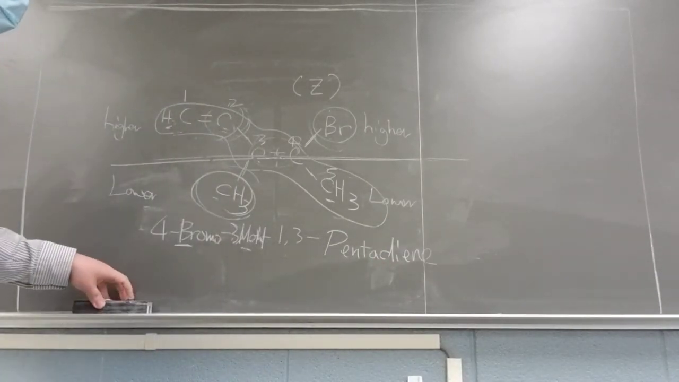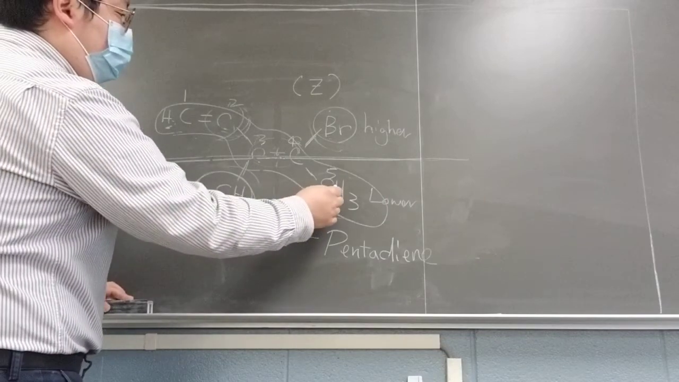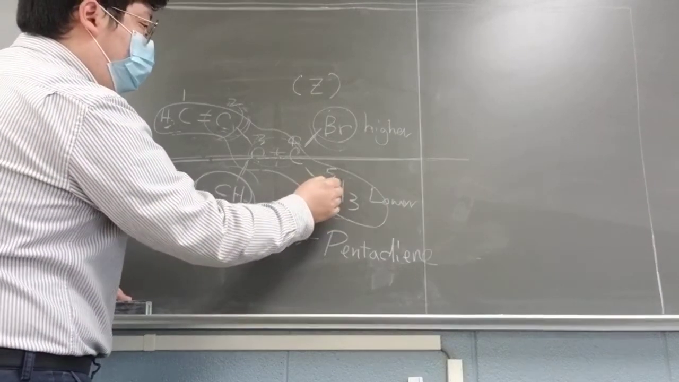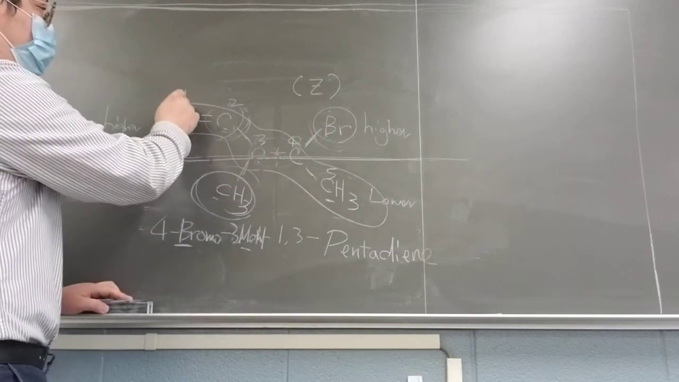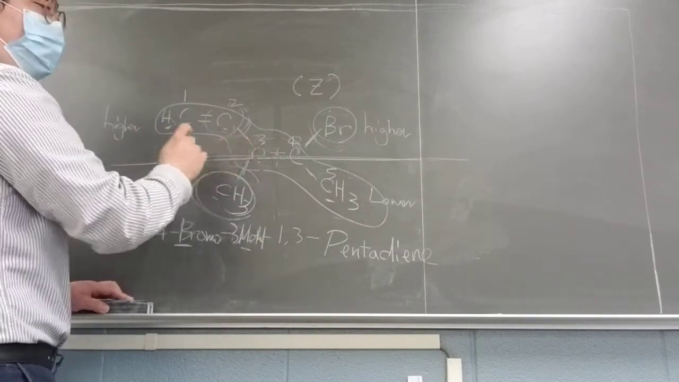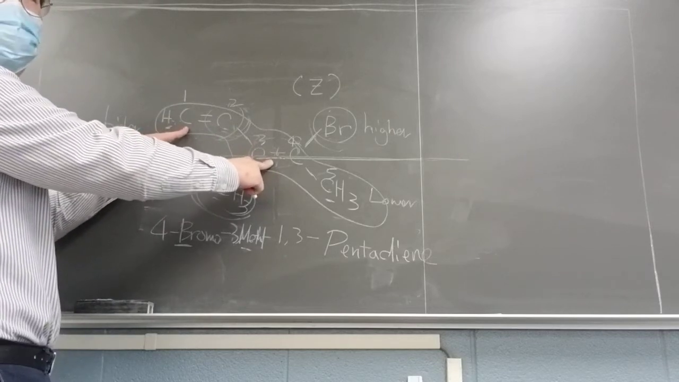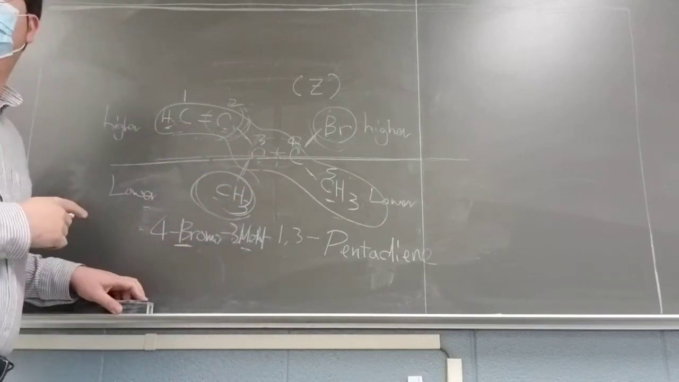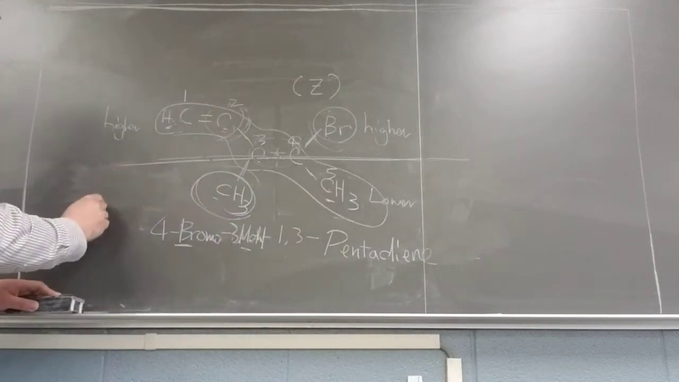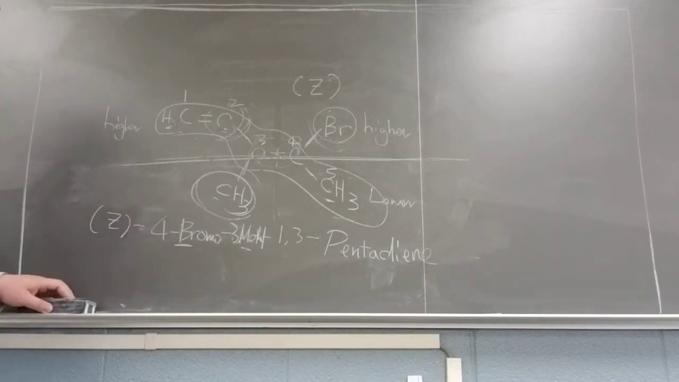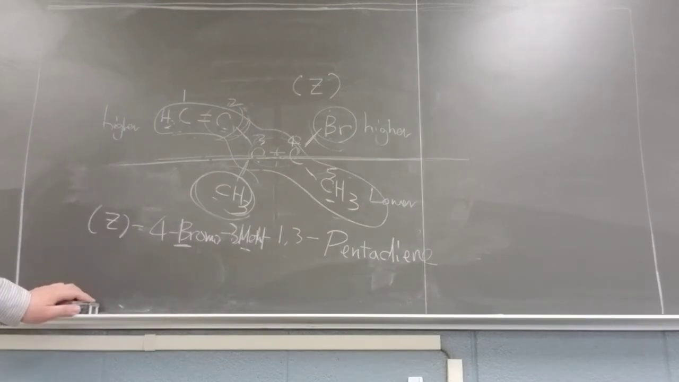And you guys may wonder, why can't you number the carbons from here? 1, 2, 3, 4, 5. Because I wanted to give a lower number to these two positions, which have the double bonds, which are more important. Makes sense, right? Yeah. So then the final answer is Z-4-bromo-3-methyl-1,3-pentadiene, or you can say Z-4-bromo-3-methyl-penta-1,3-diene.